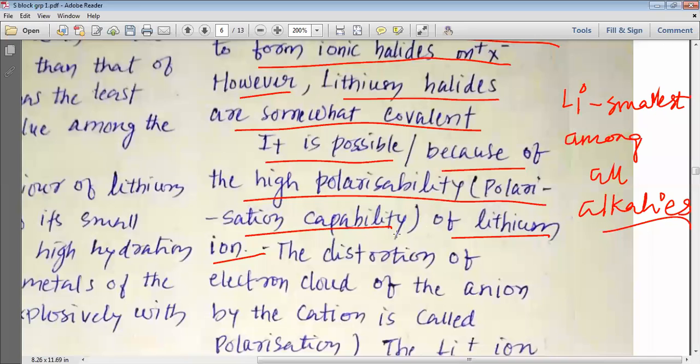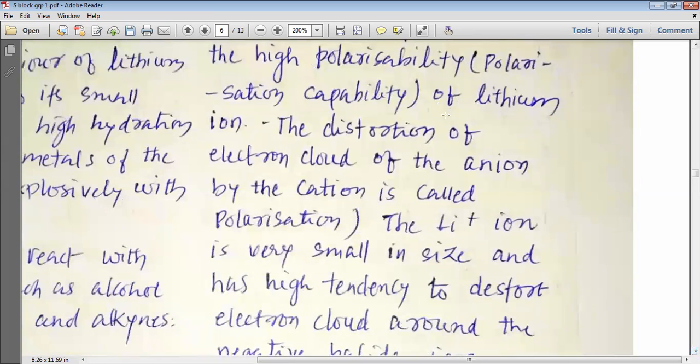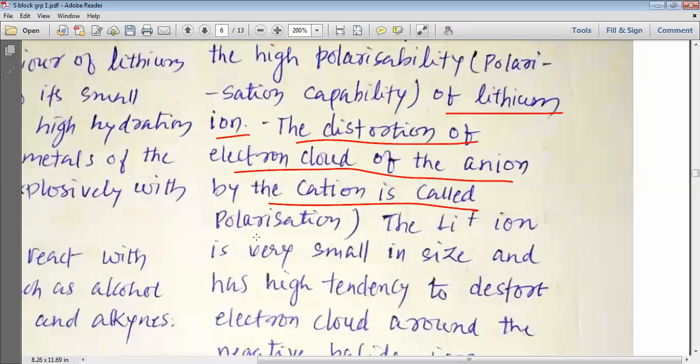At the same time, this lithium has got plus one charge. So this charge to radius, or charge to volume ratio is high for lithium, and that is why the polarizability of lithium is quite high. That is what we have studied in Fajan's rule, that the higher the charge to size ratio or charge to volume ratio, the more is the polarizability of the ion. So this is where lithium is the most polarizing ion, or the polarizability of lithium is quite high as compared to the others. The distortion of electron cloud of the anion by the cation is called polarization.